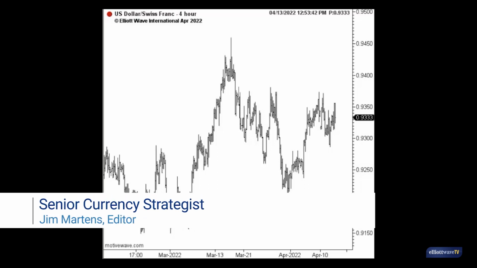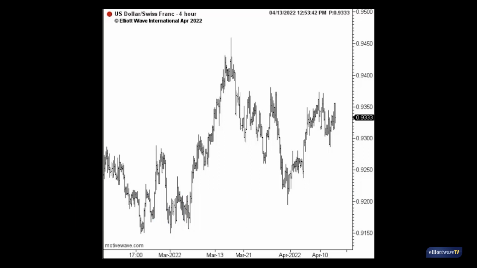When using the wave principle, we're looking for reoccurring price patterns at different degrees of trend. Today I want to walk you through a recent example of how we spotted a corrective movement in dollar Swiss.